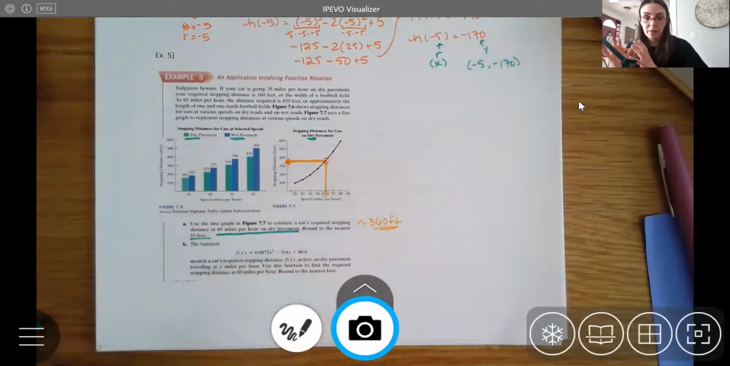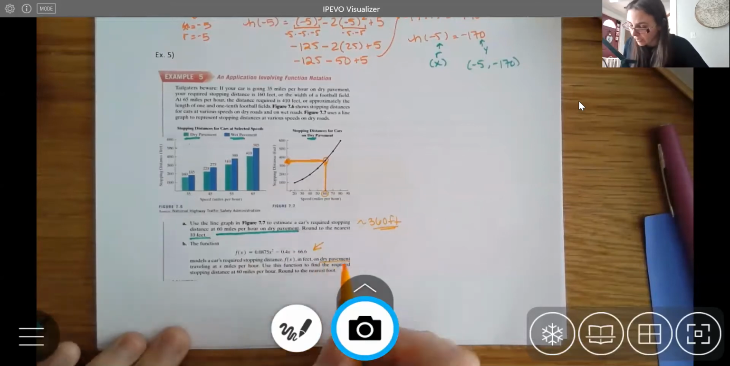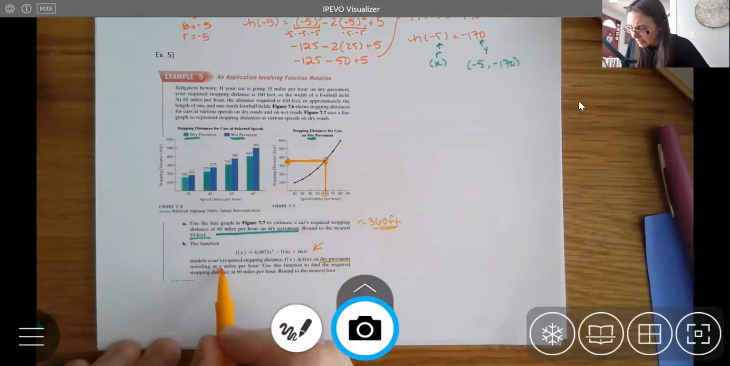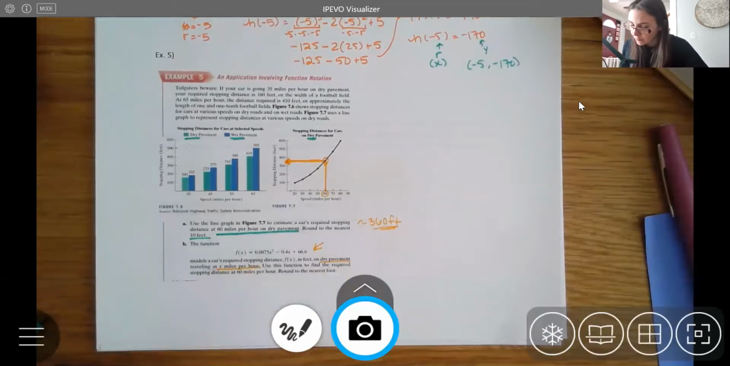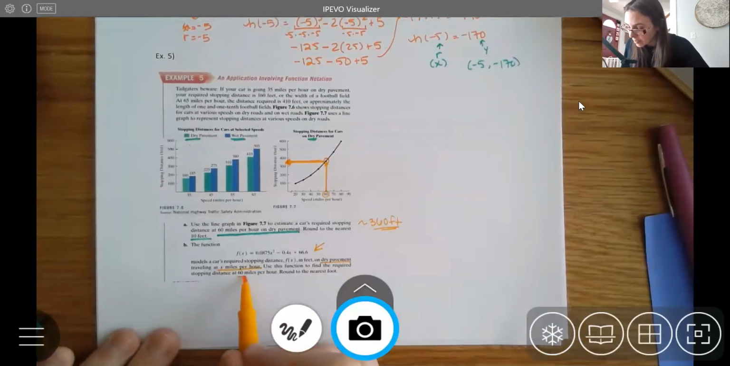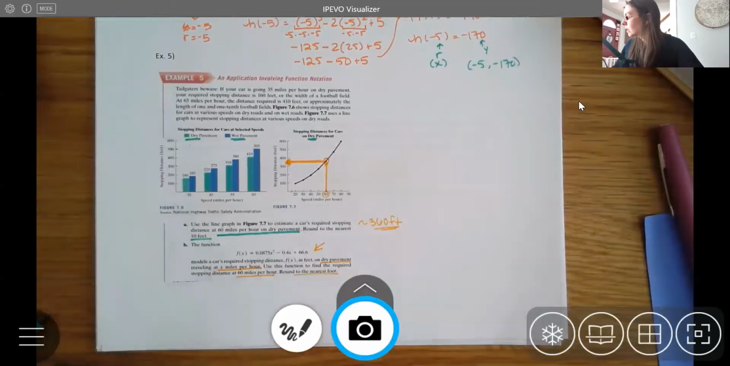So there is actually a more specific function than just looking at the graph too. And it's this one right here. So this function models a car's required stopping distance in feet. Again, we're talking about on dry pavement here. Traveling at X miles per hour. Use this function to find the required stopping distance at 60 miles per hour. And again, we're going to round to the nearest right here.